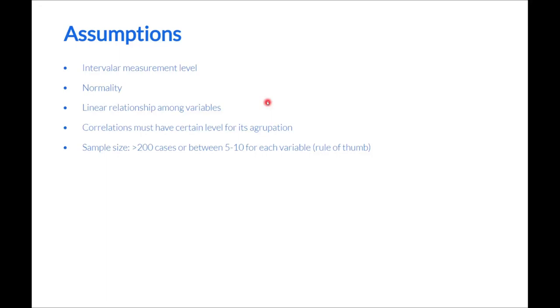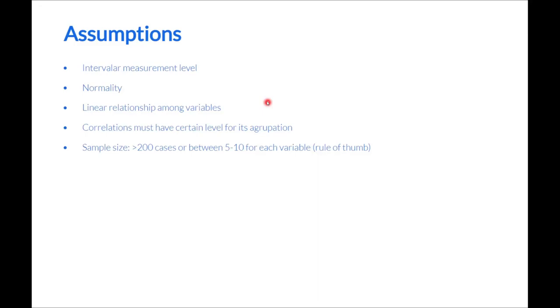Normality of the indicators is very hard to get, and sometimes we can make some corrections when we don't have this kind of assumption. Linear relation among variables is a very important assumption in this approach. The correlation or the association among variables must have a certain level in order to make their aggregation.